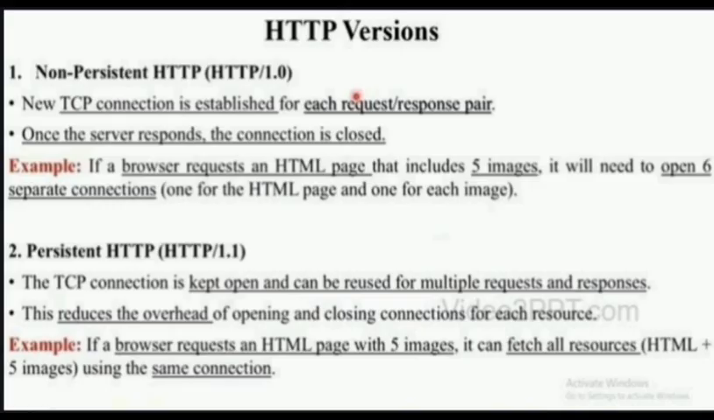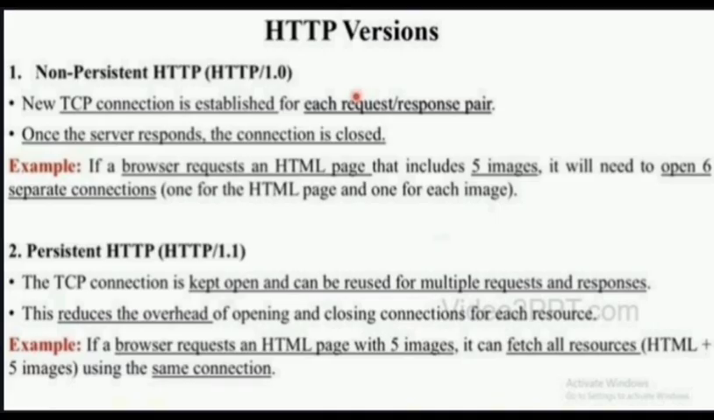For example, imagine a browser requesting an HTML page that contains 5 separate images. The browser would need to open 6 separate connections, one for the HTML page itself and one individual connection for each of the 5 images. This overhead of constantly opening and closing connections significantly slows down web page loading. Persistent HTTP, HTTP/1.1.